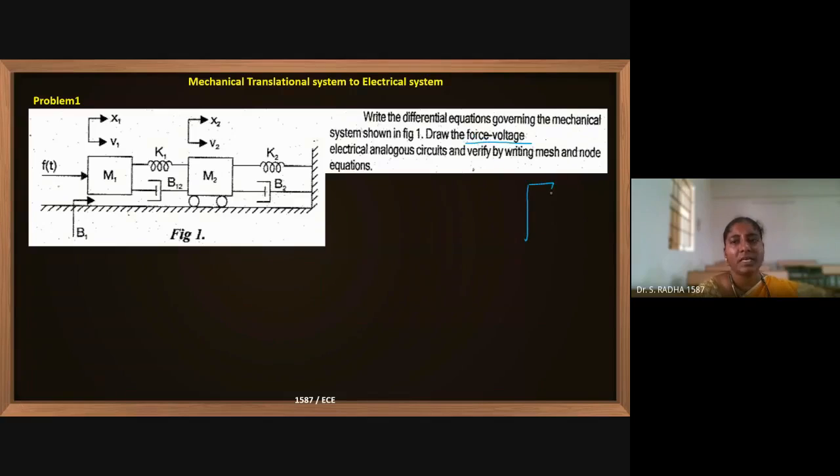So first I need a free body diagram. I am drawing for M1. Displacement for M1 is X1 and the force applied is F of t on M1. Opposing forces are due to Fm1, and we have K1 connected to M1. We have B12; we have to use the same notations. B12 is one of the dashpots, and FB1 is also connected. B1 is connected only to M1, but K1 and B12 are connected between M1 and M2.